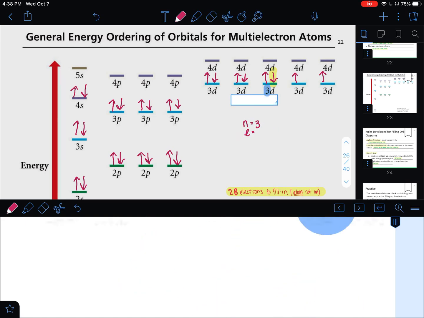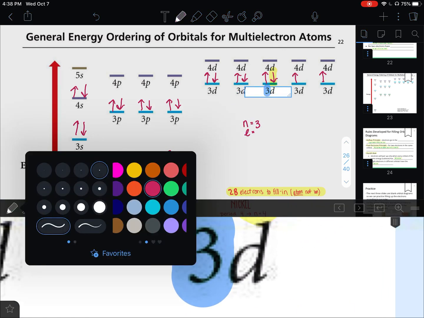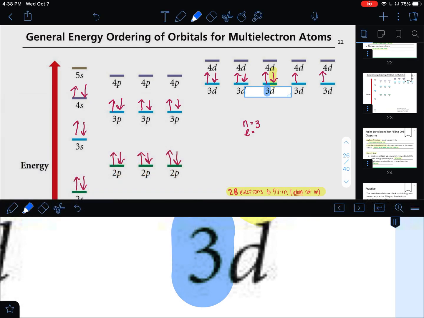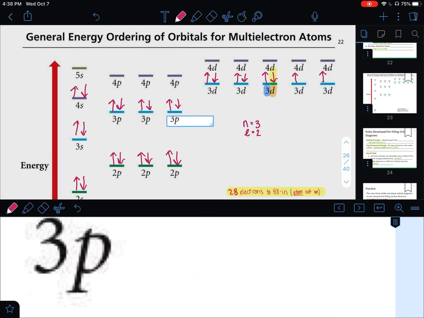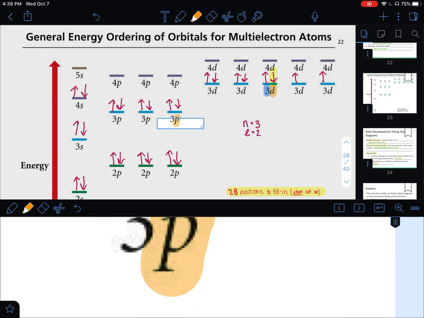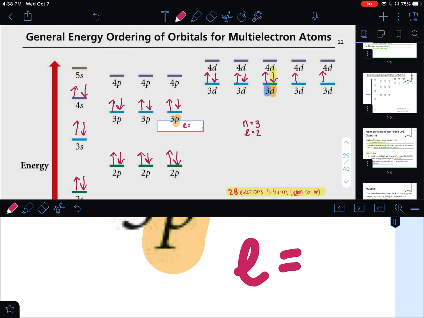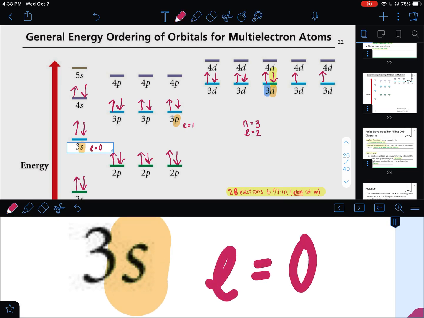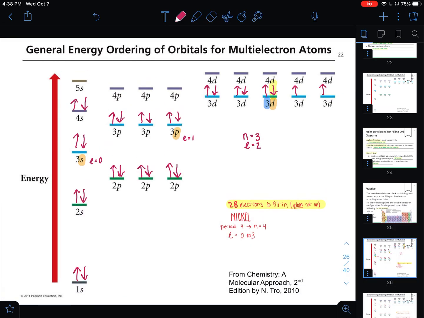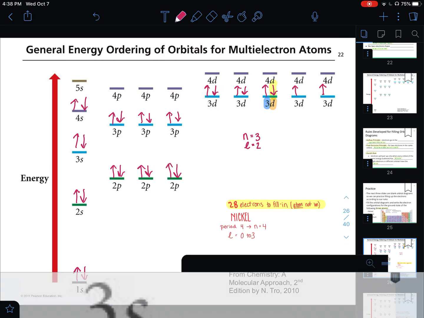Now our l, because we are in the d sublevel, that tells us that our l value is equal to 2. Now if we had been in the p sublevel, l would have been equal to 1. Had we been in the s sublevel, l would be equal to 0. And how I know that is based on that chart back on slide number 12. I think it was slide number 12. Sorry if it's not.